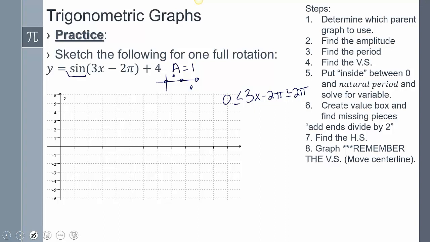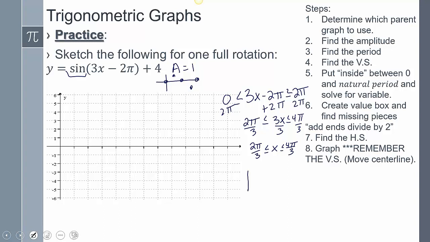And so add 2 pi. So I get 2 pi is less than or equal to 3x, which is less than or equal to 4 pi. And then divide everything by 3. So I get 2 pi thirds is less than or equal to x, which is less than or equal to 4 pi thirds.